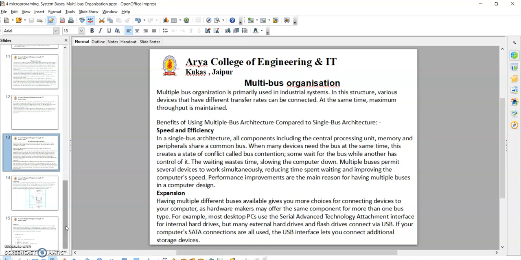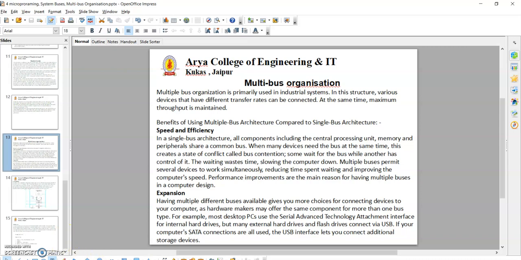In a single bus architecture, all the components, including the CPU, memory, and peripherals, share a common bus. When many devices need the bus at the same time, it creates a state of conflict, which is called bus contention. Some of them wait for the bus while another has control of it, and the waiting wastes time, slowing the computer down. Multiple buses permit several devices to work simultaneously, reducing the time spent waiting and improving the computer's speed. So performance improvement is the main reason for having multiple buses in a computer design.